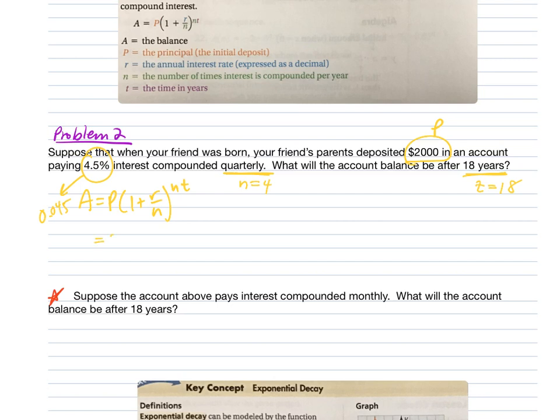Let's plug that all in. A equals 2,000 times 1 plus 0.045 divided by 4, to the 4 times 18. Then put this in your calculator or Desmos, and you get $4,475.53.